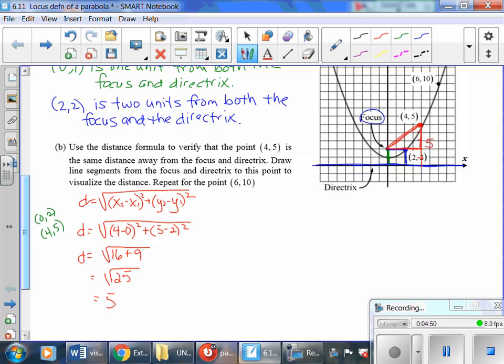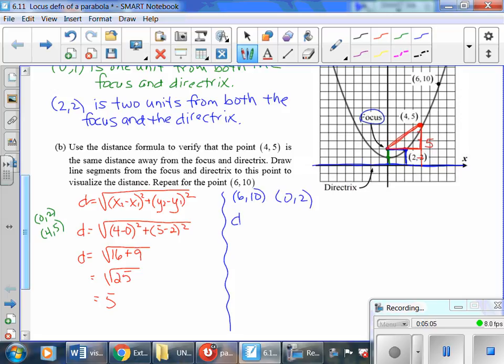And then it says to do the same thing for the point 6, 10 up at the top. So we know our 2 points are 6, 10 and our focus, again, is 0, 2.